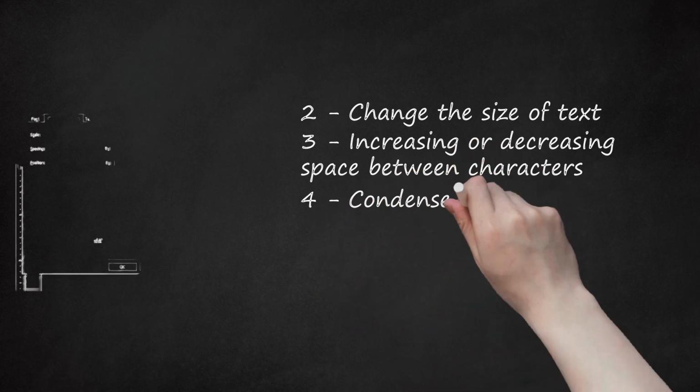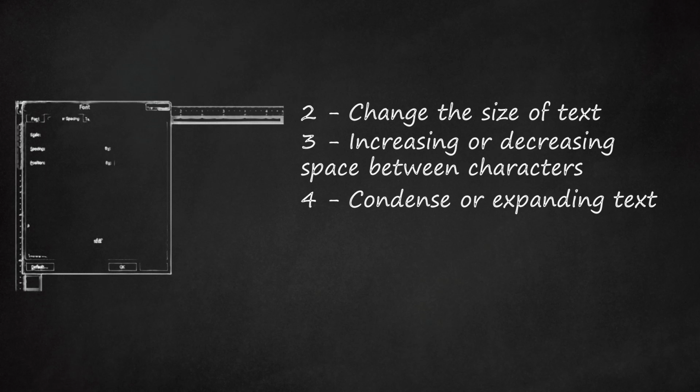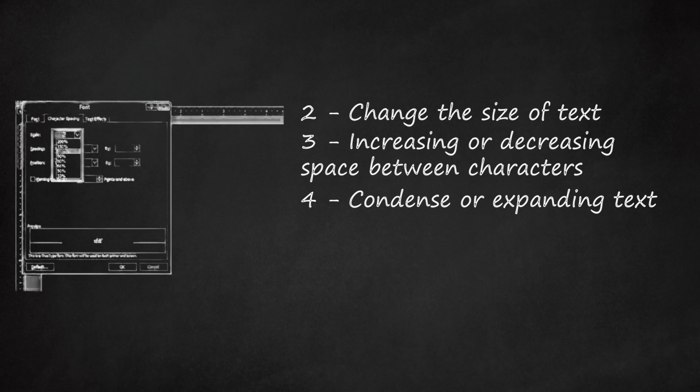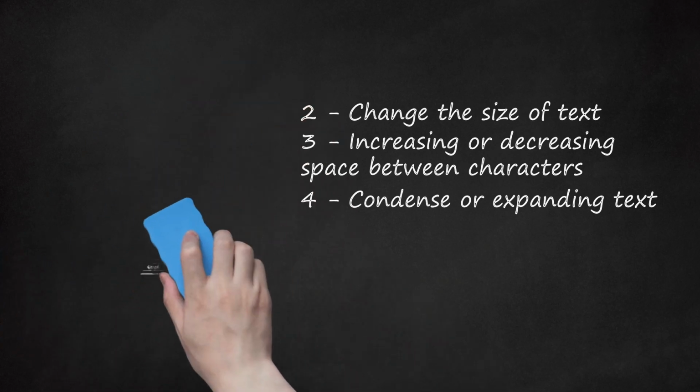4. Condensing or expanding text. Select the text you want to change. Word: On the Format menu, click Font, then click the Character Spacing tab. In the scale box, enter the percentage you want. Select the text you want to change. Publisher: On the Format menu, click Character Spacing. Enter the scaling amount you want.